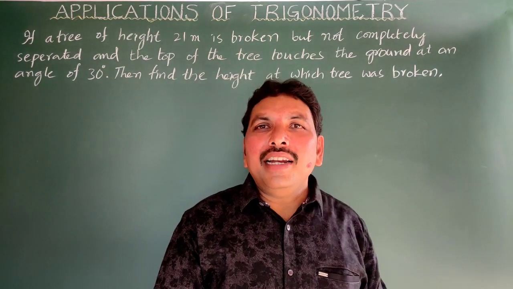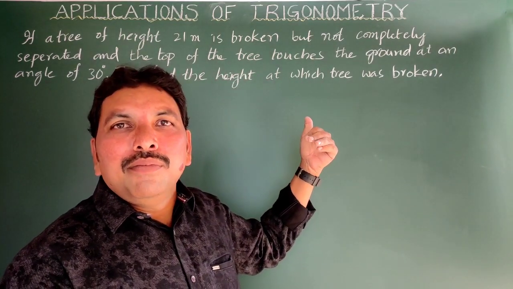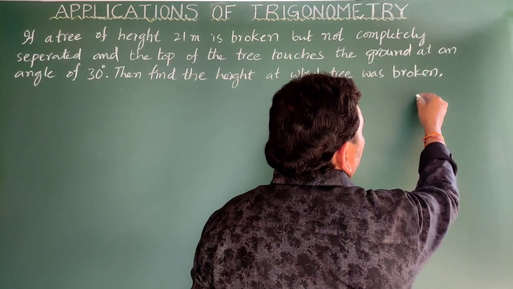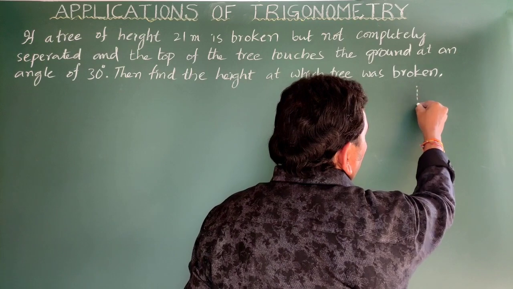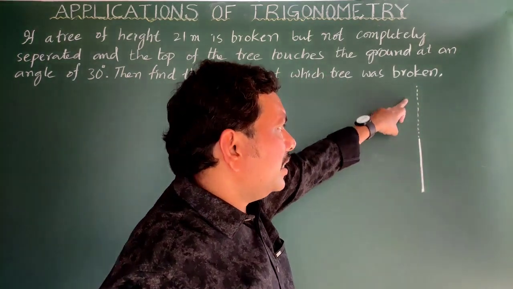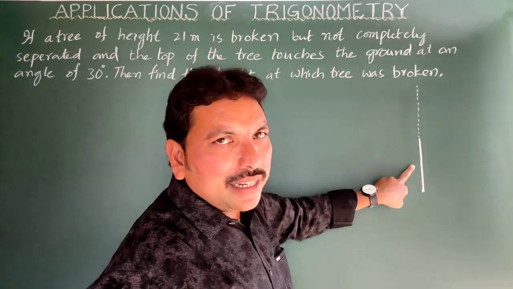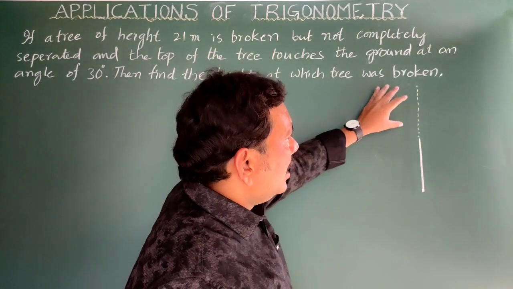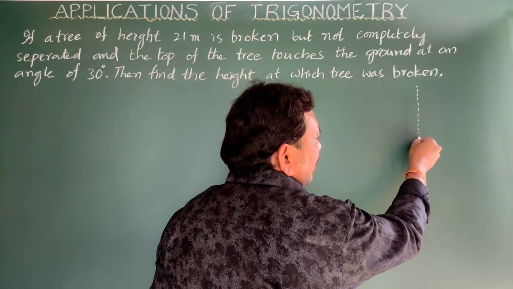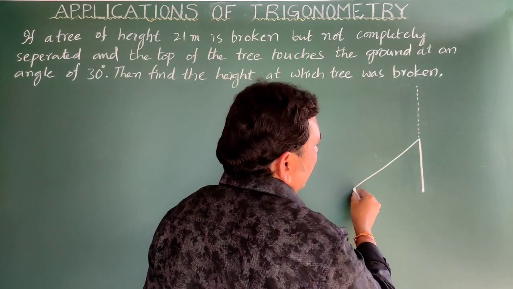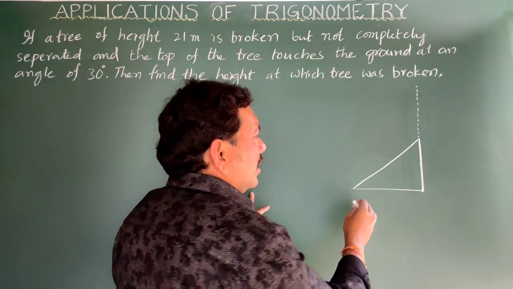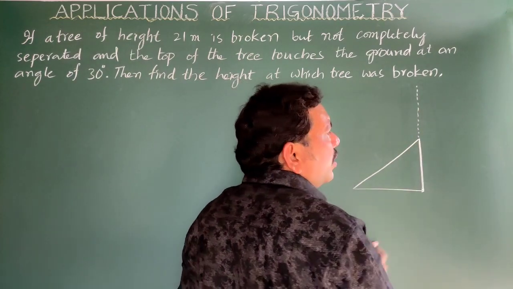First, draw a neat diagram from the given data. Look here. Suppose this is the tree. Suppose this is the height of 21 meters of the tree. Next, it has broken up to here. Next, it stands on the ground like this. So, totally this is 21.